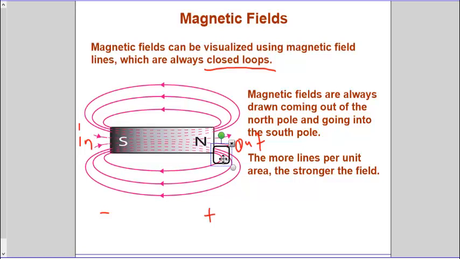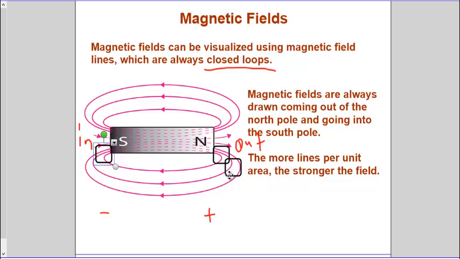I'm going to dupe it. Whoops. Let's try that again. Control D. There we go. If I come out here, I have 1 field line per unit hand, or per unit area. One more time, if I come out over to this location, I have 3 field lines per unit hand.